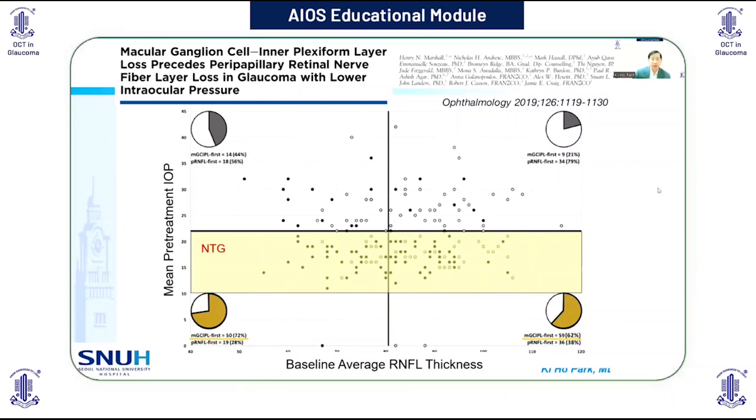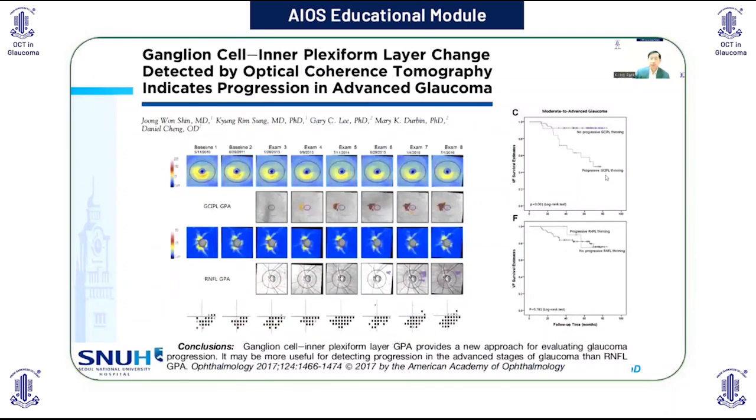However, in the high tension glaucoma eyes, less than half of them showed GCIPL loss first compared to the RNFL defect. So our report, in which most of the POAGs were normal tension glaucoma, has the same result as those Australian groups' results.